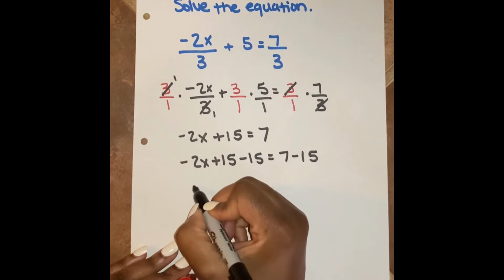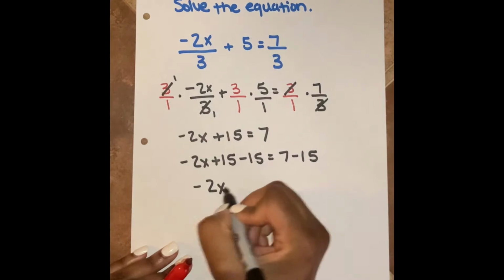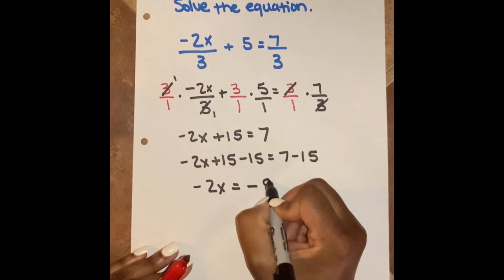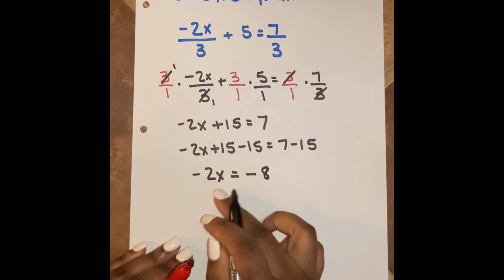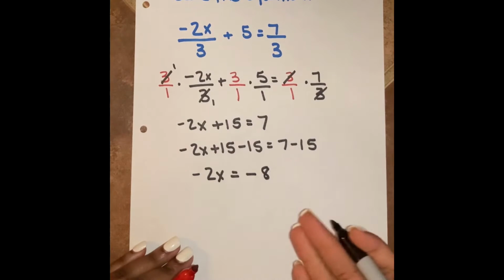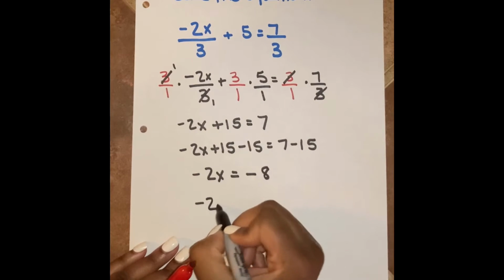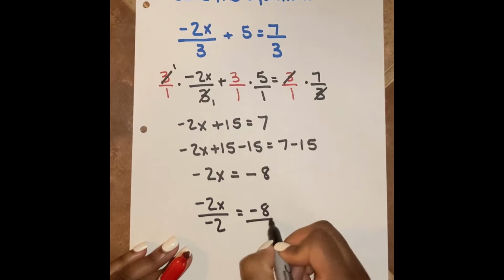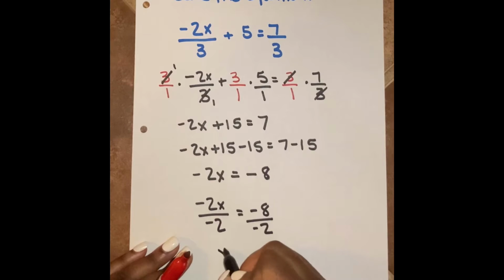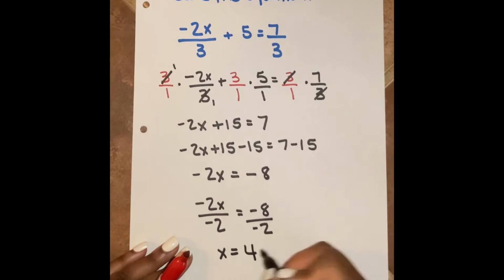So now we have negative 2x is equal to negative 8. And we know that in order to get x by itself, in this case, we're going to have to divide. To undo multiplication, we do division. So negative 2x divided by negative 2 is equal to negative 8 divided by negative 2. So x is equal to 4.